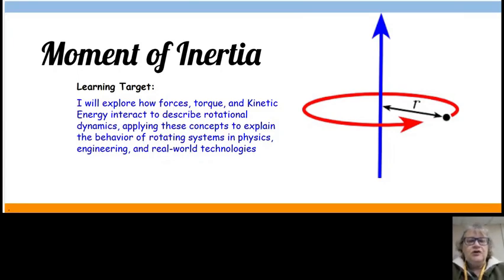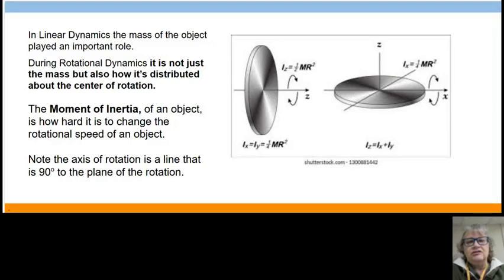If you're comparing this to regular mechanics, this would be like the mass. It's kind of like the mass of a rotational object. So I will explore how forces, torque, and kinetic energy interact to describe rotational dynamics, applying these concepts to explain the behavior of rotating systems in physics, engineering, and real world technologies. In linear dynamics, the mass of the object plays an important role.